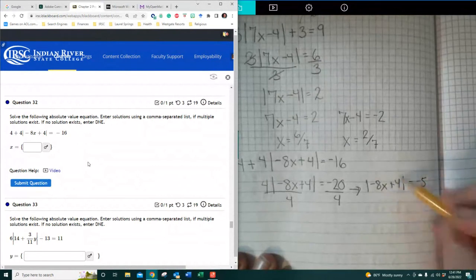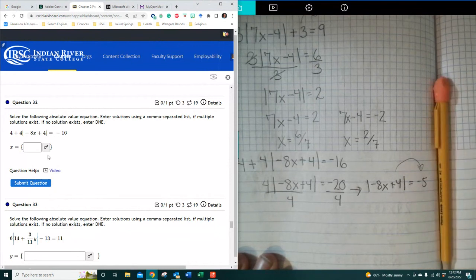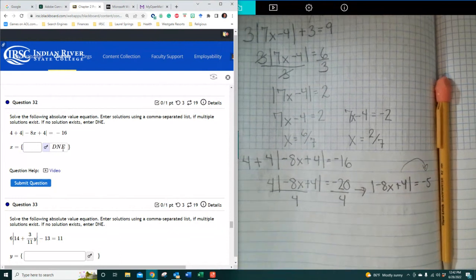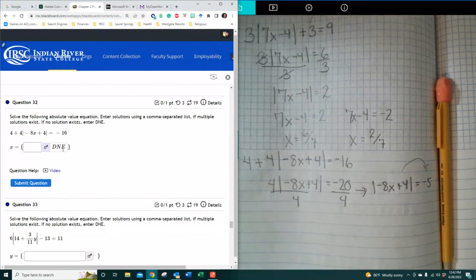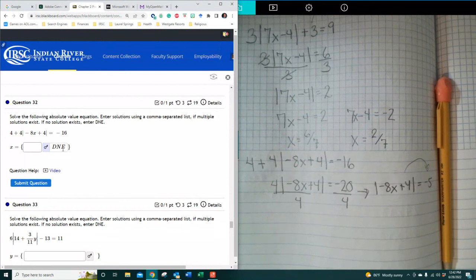There is no such number that when you take the absolute value of it, it will give you a negative number. Right? What is absolute value? It's the distance you are away from 0. You can't be negative 5 away from 0. You can only be 5 units away from 0. So that's why this answer is DNE, does not exist. All right, that's using common sense. Very powerful thing to use in math.